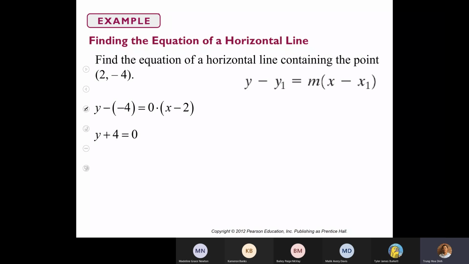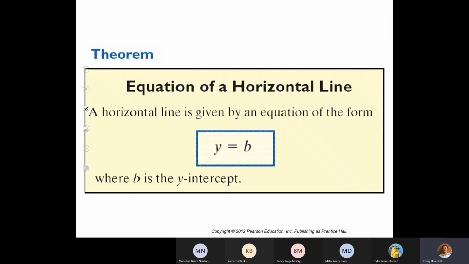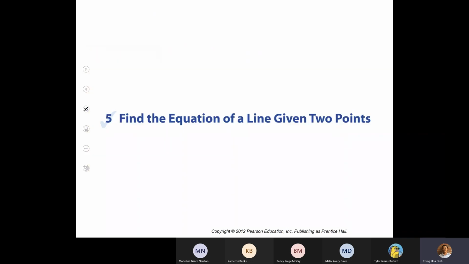Okay, this is another example, but I think we can skip this because it is horizontal and vertical lines. We already talked about it. So let's move to this subsection: find the equation of a line given 2 points. Okay, that's what we learned.